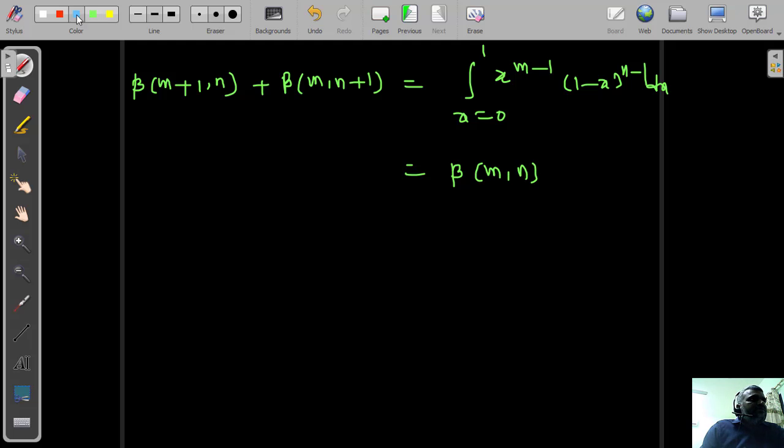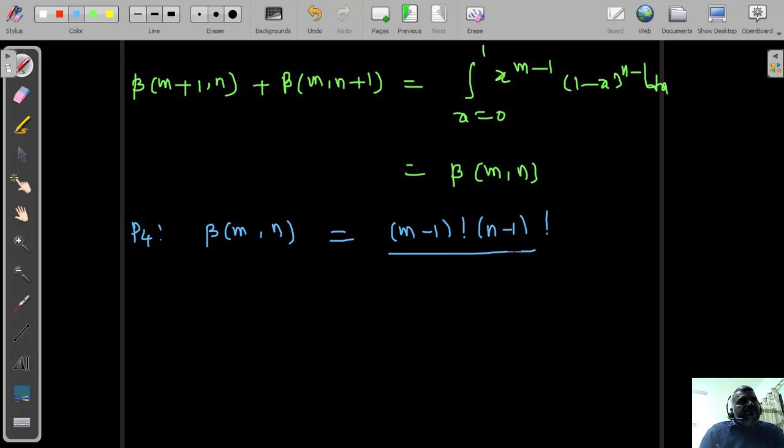Now quickly we will discuss the fourth property; its proof in the next class. The property is defined like this: beta of m comma n equals m minus 1 factorial times n minus 1 factorial, whole divided by m plus n minus 1 factorial, where m is greater than 0 and n is a positive integer.